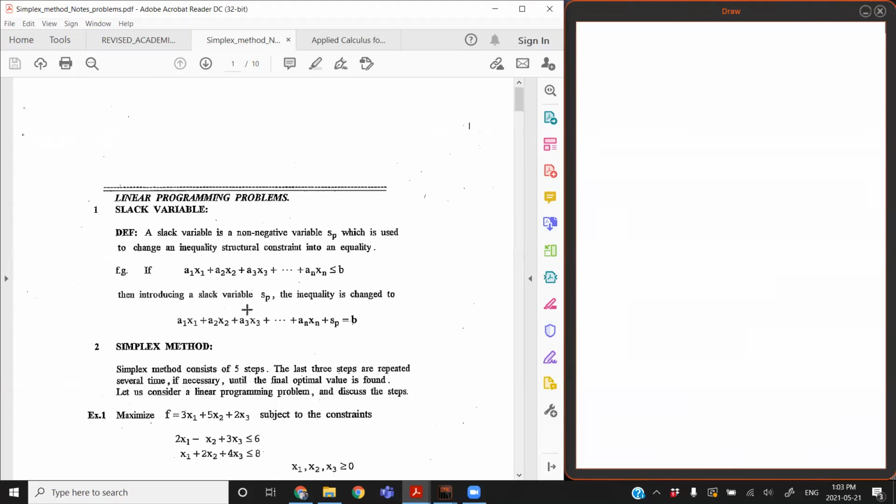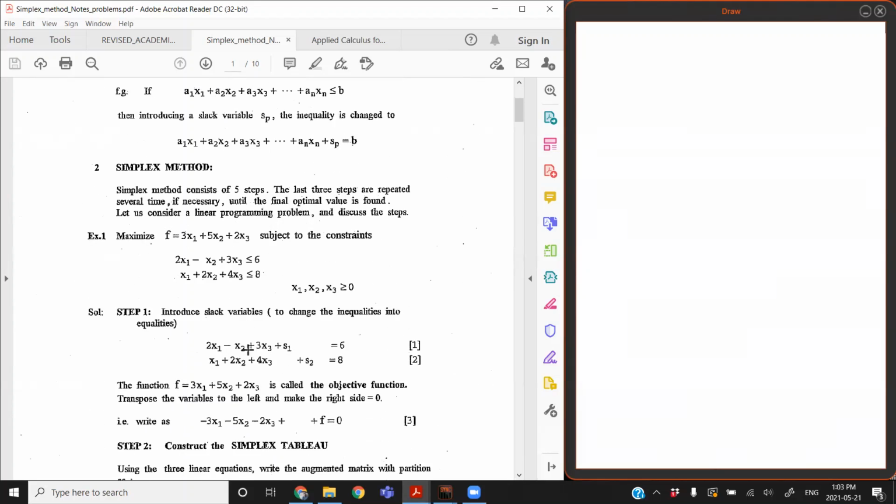Let's begin. Linear programming problems, the simplex method. So the type of problem, a standard form of a maximization problem that you have to deal with has this form. So f is equal, this is example 1, 3x1 plus 5x2 plus 2x3, and you're supposed to maximize this, and you're given some constraints.